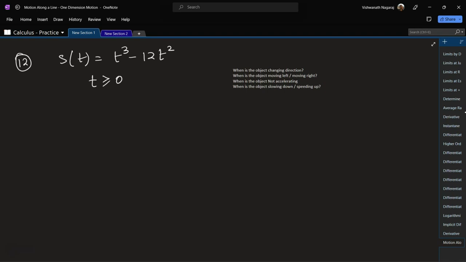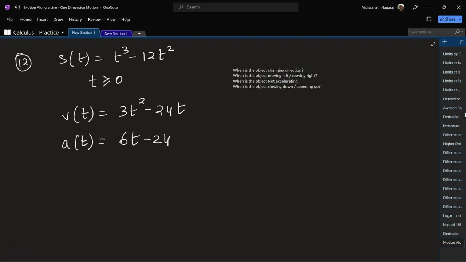So let's see. First of all, we will require velocity to know when the object is changing direction. So that would be 3t square minus 24t. And we will require a of t, which is 6t minus 24, to figure out the acceleration part of the problem.